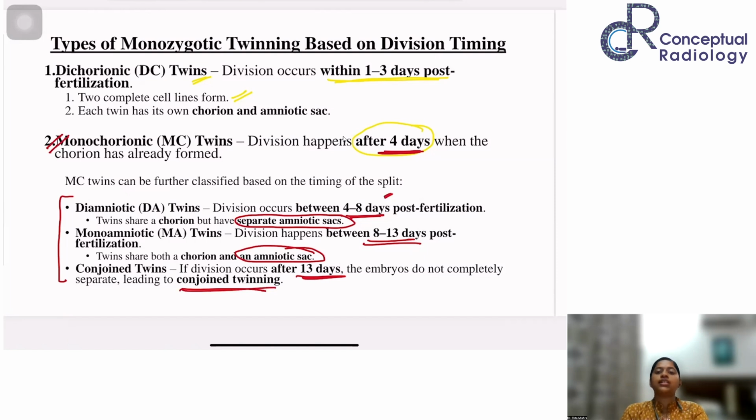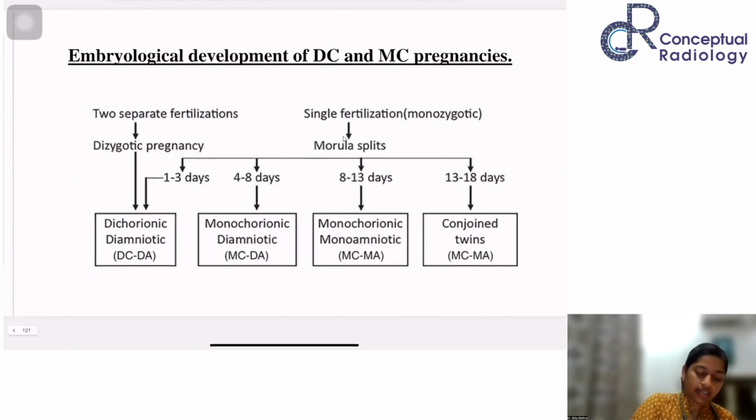So if the division is happening within 3 days, then we have dichorionic twins. If it is happening after 4 days, the chorion has already formed and we have monochorionic twins. Monochorionic twins, if the division is between 4 to 8 days, will have two separate amniotic sacs. After 8 days, a single amniotic sac. After 13 days, the division is often incomplete and that leads to conjoined twinning. So, summarizing our findings here.